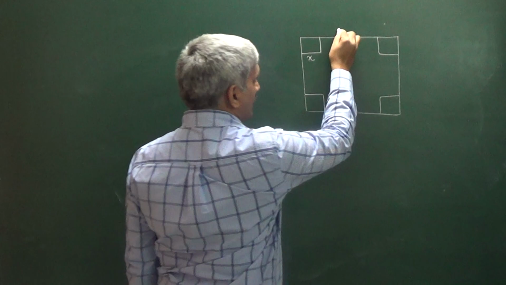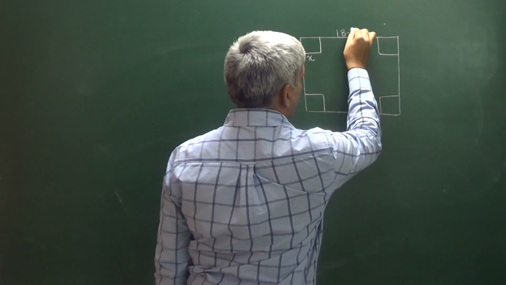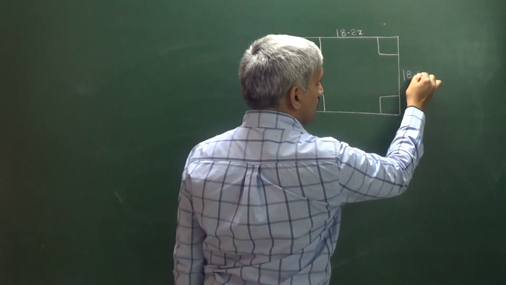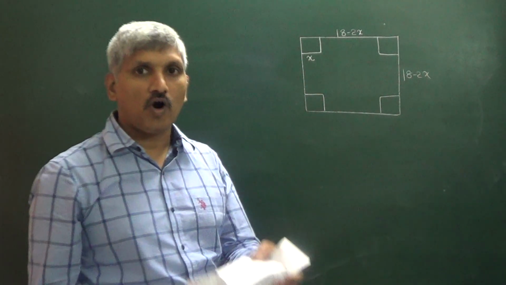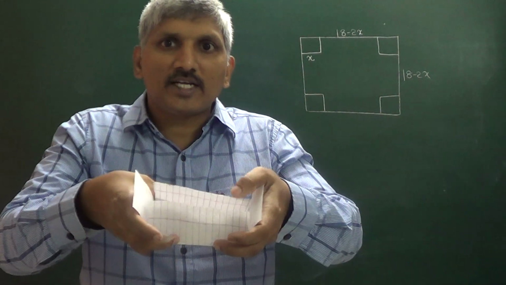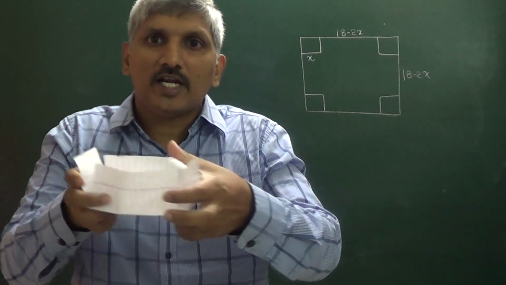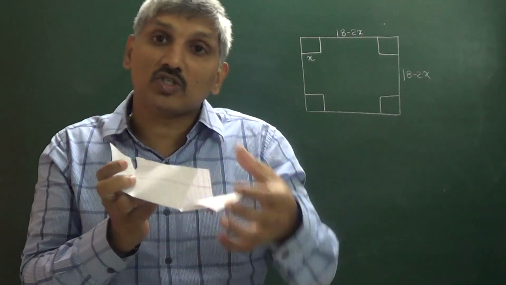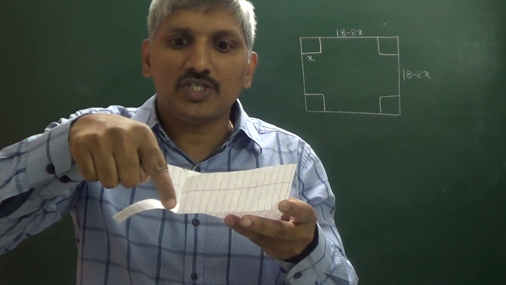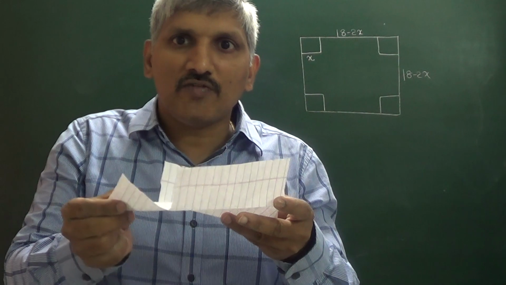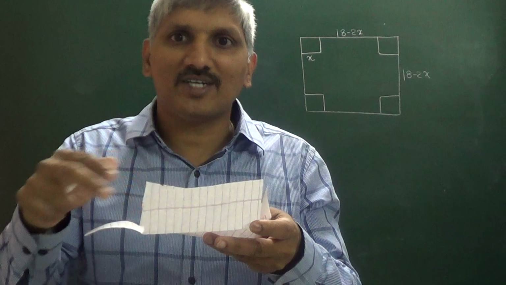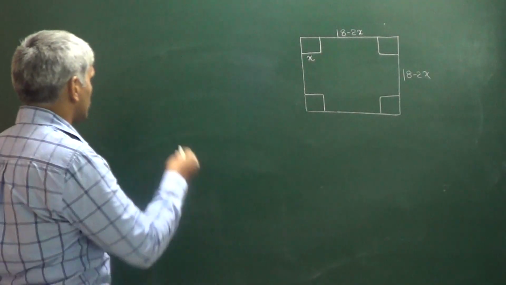Now the length of the box is equal to 18 minus 2x. No doubt the width of the box is also 18 minus 2x. At the same time, the width of the box is the same, 18 minus 2x. But what is the height of the box? You see, this is x centimeters. That only we are folding. When we are folding, the height becomes x or not? So the height of the box is equal to x.